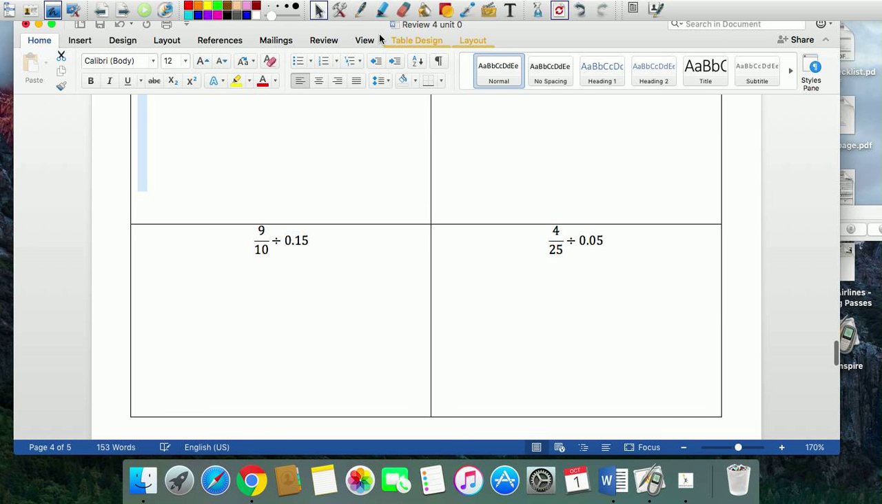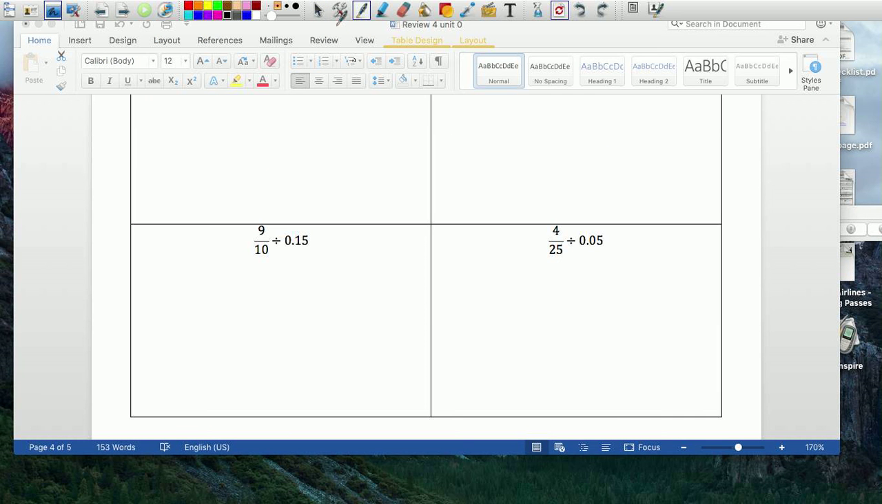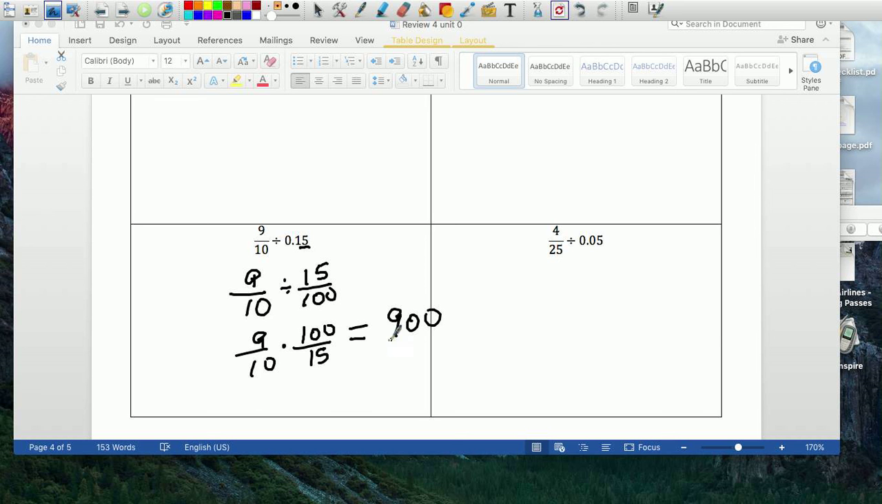Divide. So if you're dividing this, I would say you're better off as a fraction. 9 over 10 divided by 15 over 100, right? Because the 5 is in the hundredths place. 9 over 10 times 100 over 15. Can we simplify? Oh yeah. So I'm going to do this without simplifying. So 9 times 100 is 900. 10 times 15 is 150.